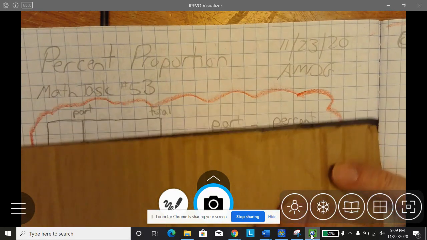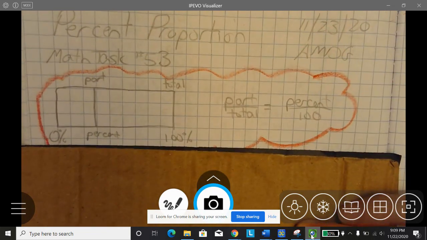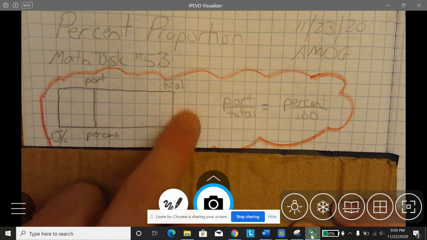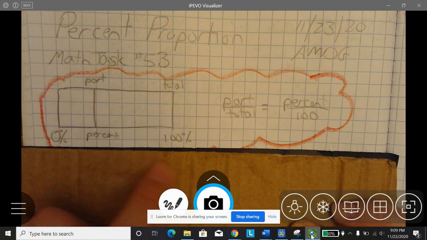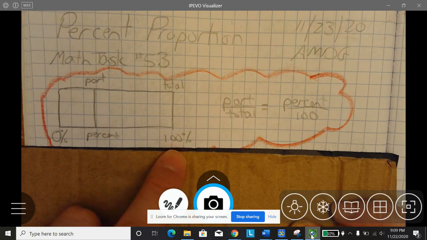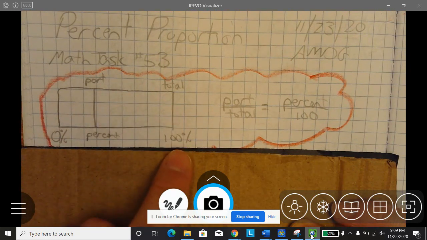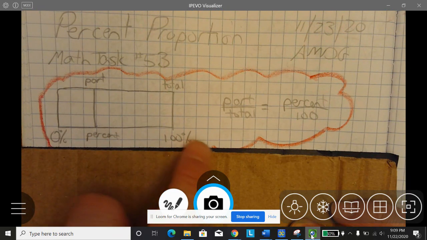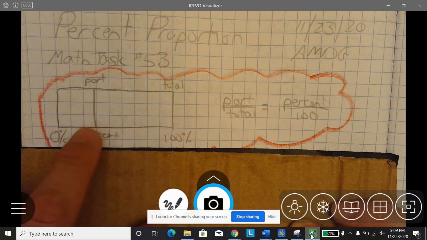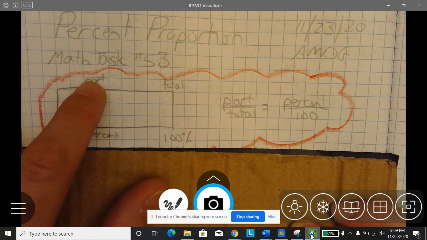Now, a quick reminder of what we looked at on Friday, as well as what we've looked at enough times, this idea of the percent proportion. The percent bar is a great way to think about percents, right? We know that the whole bar, the whole thing, whatever you're talking about, is always 100%. All of it is 100%. Nothing of it is 0%. And whatever percent you want, like 50% is right in the middle, somewhere between 0 and 100 usually.